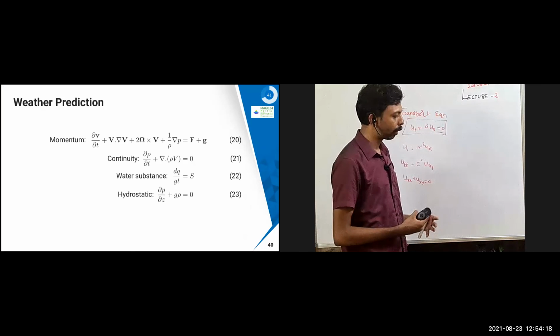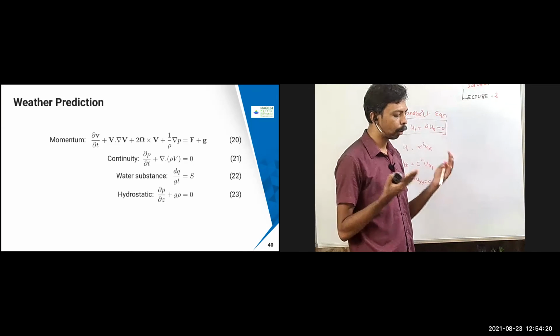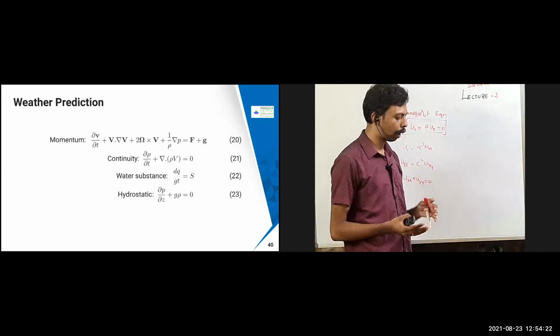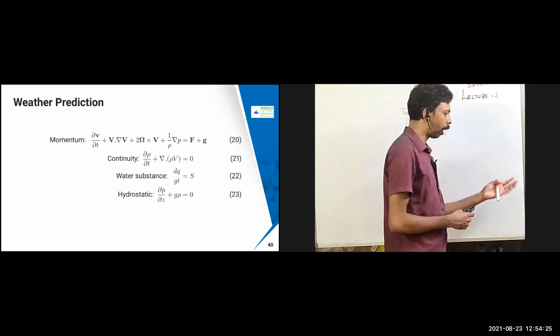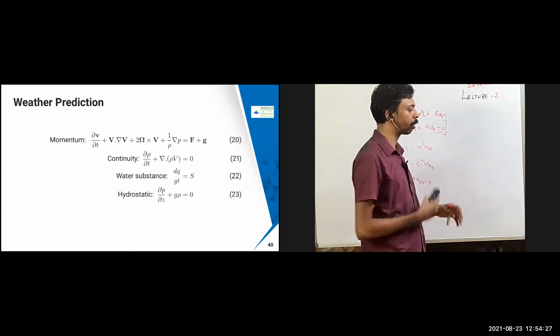Then you have weather prediction. For example, now we can say whether you are going to get rain or a storm, etc. Those are all derived from this partial differential equation once again, which is called weather prediction.